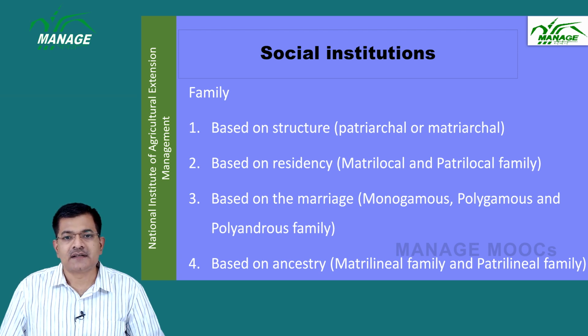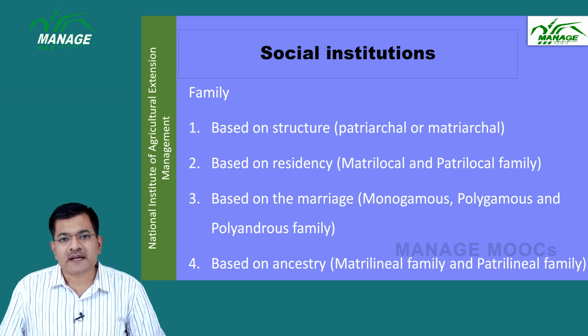Based on the ancestry, sometimes the matrilineal family and the patrilineal family will be there, where the inheritance of the property and other important decisions will happen from mother to daughter, or in case of a patrilineal family, the inheritance happens from the father to the next generation sons. So this decides the social institutions, and many times there is a combination of all these factors that decides the type of family existing in the rural society. Not only that, the social institutions basically define the type of farming that is practiced in a village.